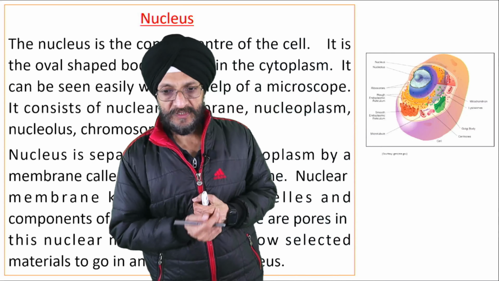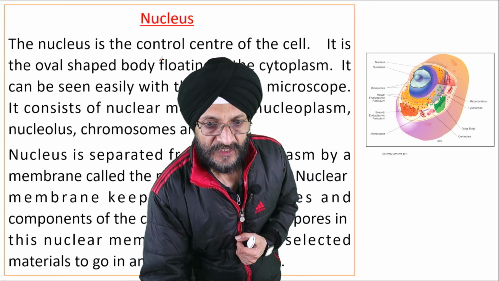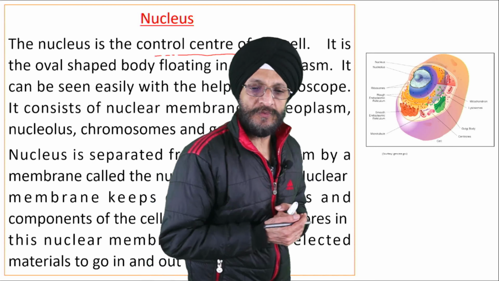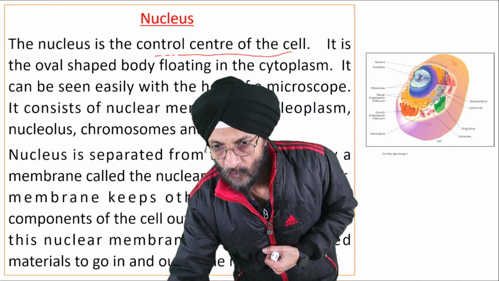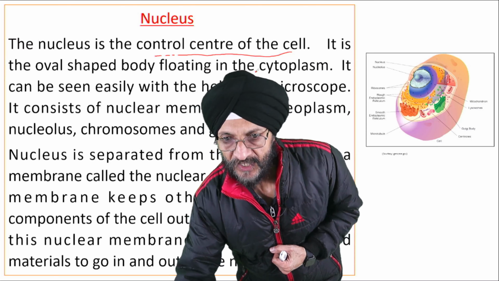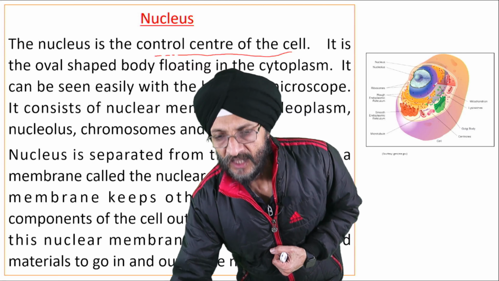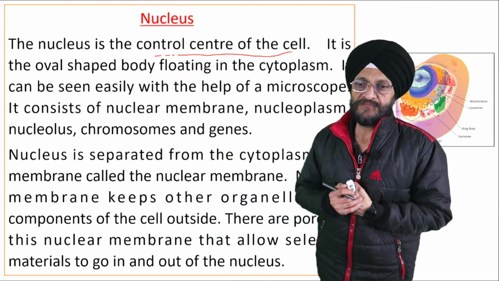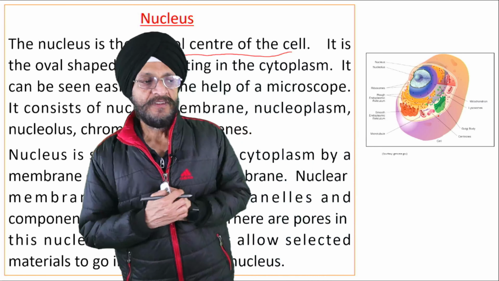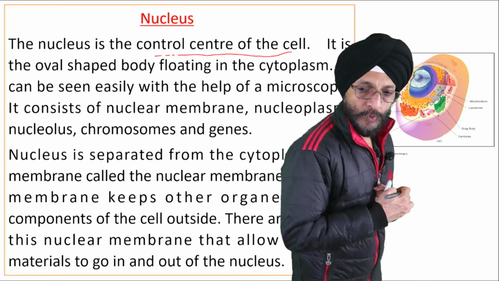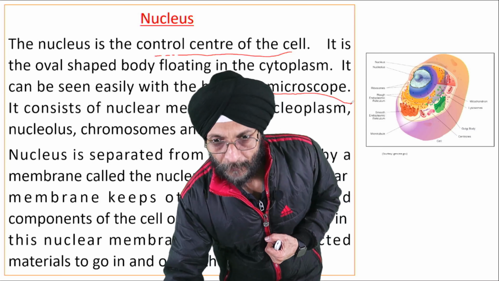Next, the nucleus. In this picture you can see the nucleus, which is the control center of the cell. It is an oval shaped body floating in the cytoplasm. We have already told you that this is all cytoplasm in which all the organelles are floating. It is not possible to see the nucleus with the naked eye. To see the nucleus, we have to take the help of a microscope.